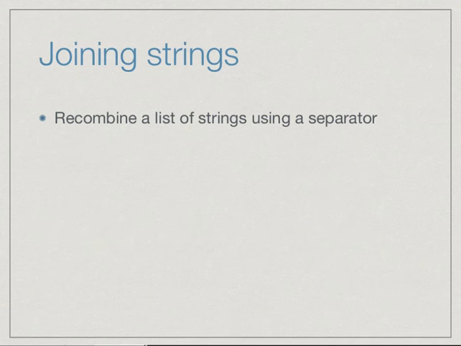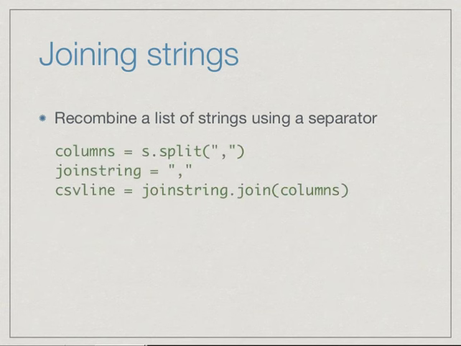The inverse operation of split would be to join strings. Supposing we have a collection of strings and I want to combine them into a single string, separating each of them by a given separator. As an example, supposing we take S, which is some CSV output, and we split it into columns on comma, then we can take join string, set it to the value comma, and then use that to join the columns. Now this is a bit confusing. Join is a function which is associated with a string. In this case, the string in concern is a comma. So you're saying comma dot join columns, which is use comma to join columns.